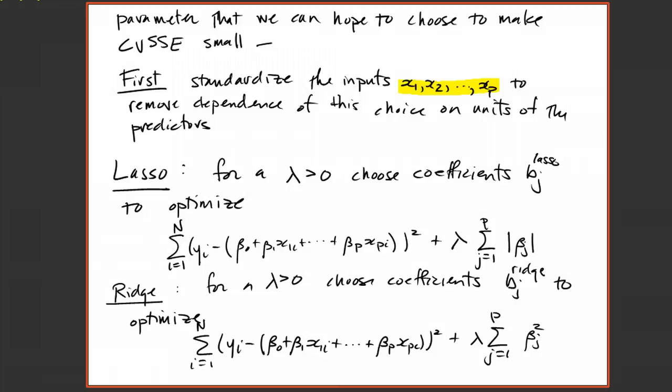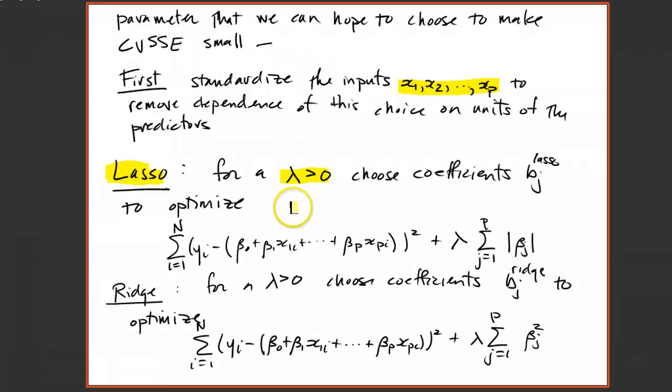And so the notion of the size of a regression coefficient when you haven't standardized the inputs really has no meaning. So we're going to first standardize the inputs, and then the so-called lasso problem is this, that one, for a particular choice of a number lambda, seeks to find coefficients that I'll call bj super lasso. So they're going to be lasso coefficients.